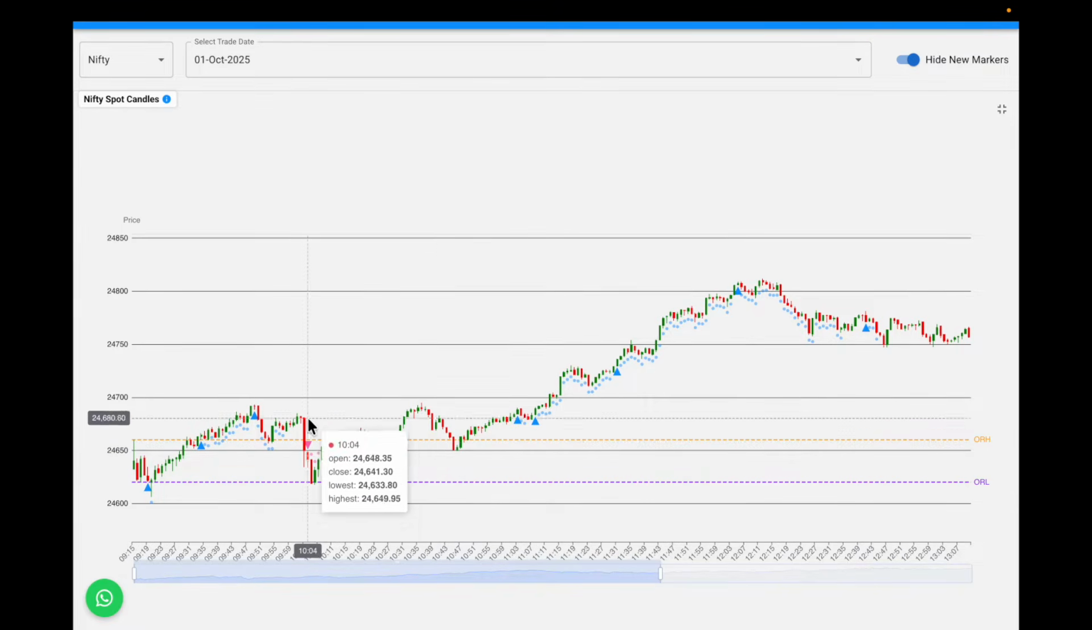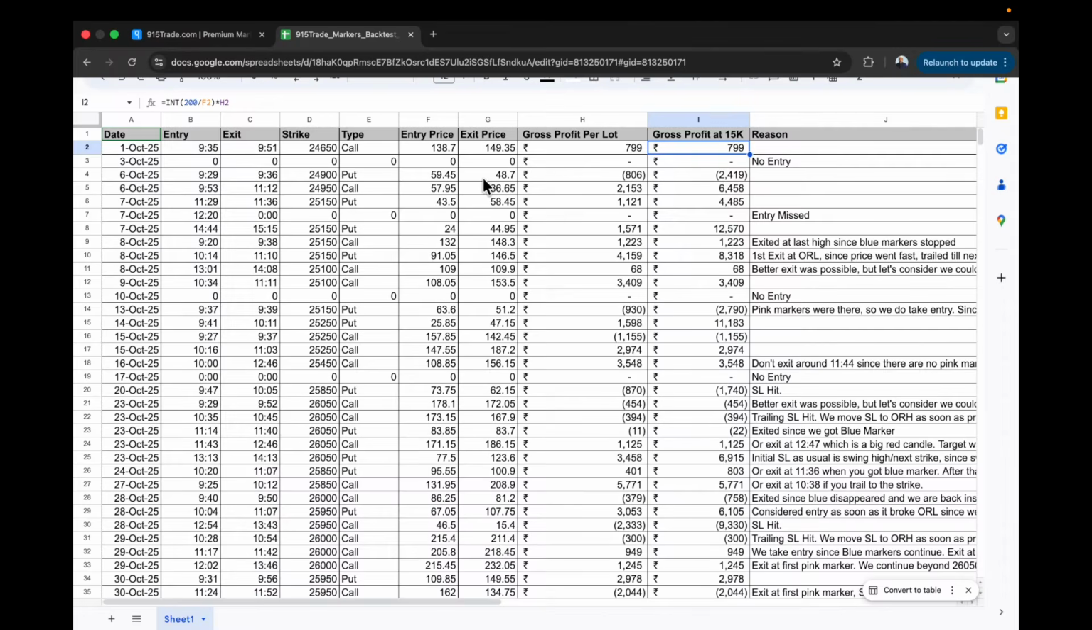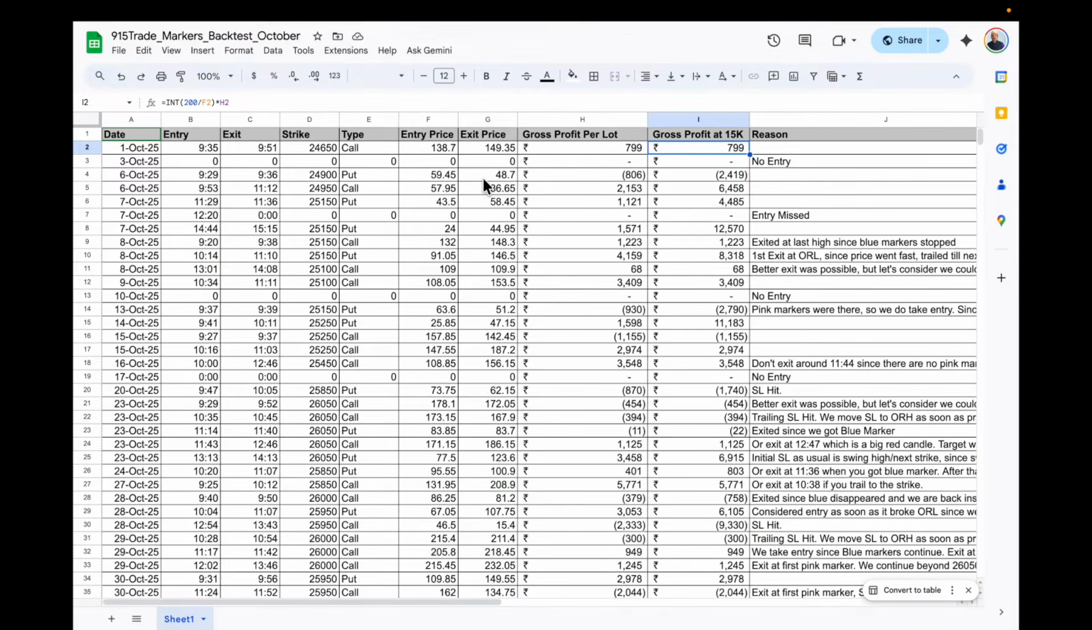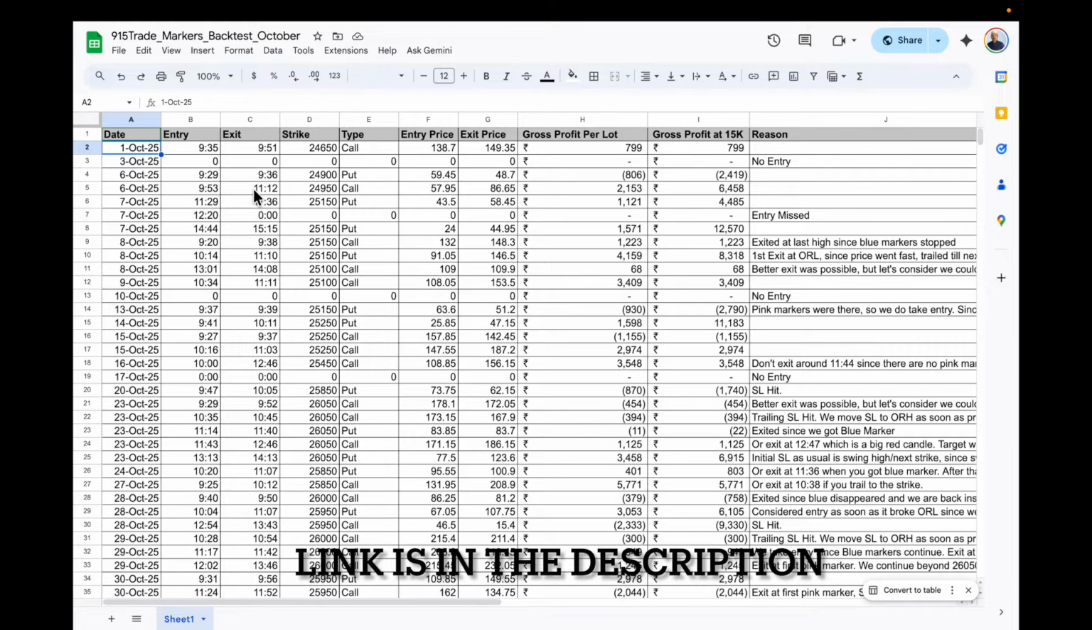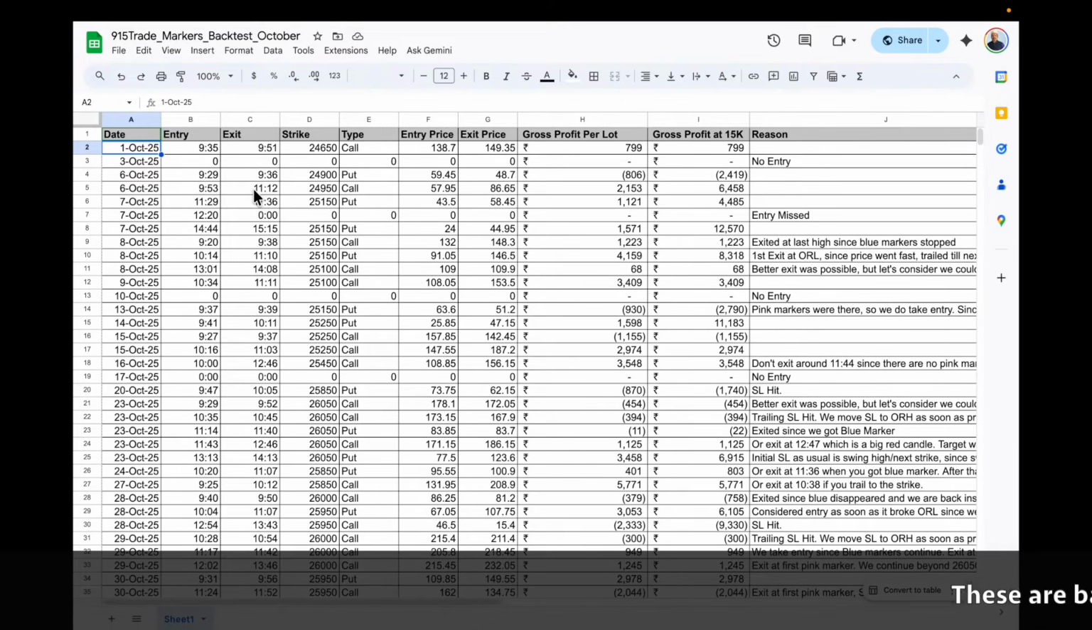Now what we did is, following the same rules, we did a backtesting of this strategy for the entire month of October, and what we have is this data. This data is available to you in the description. You can see the same data where we will share. We need you to verify this yourself and see the kind of rules that we have followed and see if you are able to get the same results and if you could repeat this in real time.